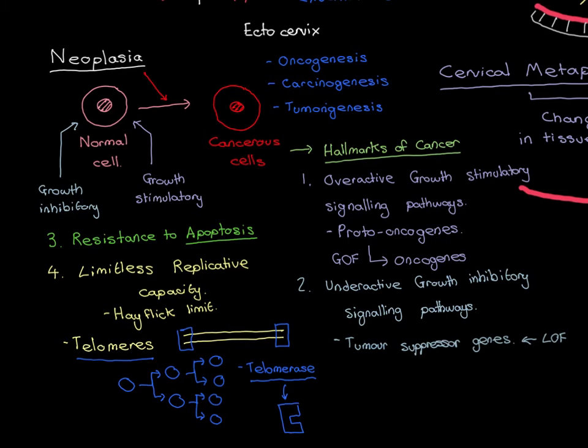And that means that the cancerous cells can divide as much as they like because they have this enzyme to extend their telomeres, and therefore they're not ever going to reach the point where their telomeres are too short for them to be able to divide. Okay, so that's property number 4 of the hallmarks of cancer.